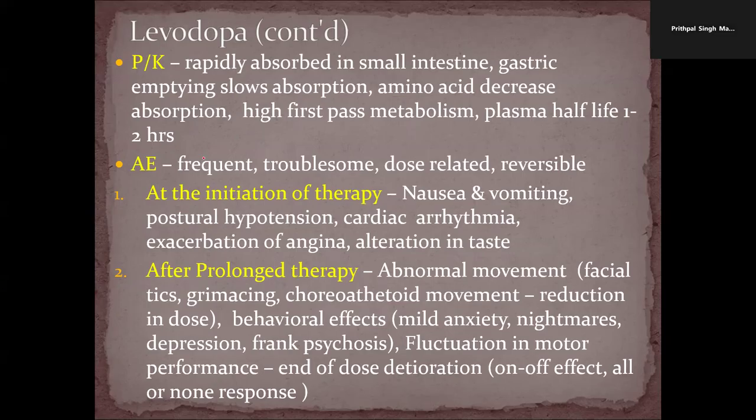the pharmacokinetic parameters of levodopa: it is obviously extensively metabolized in the liver, and it slows gastric emptying. Amino acids decrease its absorption, and it undergoes high first-pass metabolism. The adverse effects or adverse events associated with levodopa are of two types. So there could be two sets of adverse events. One starts at the initiation of therapy, the other one is after prolonged therapy.